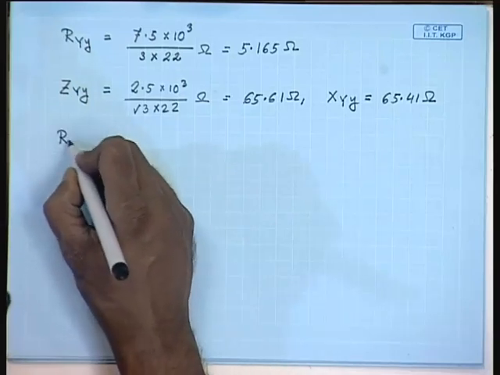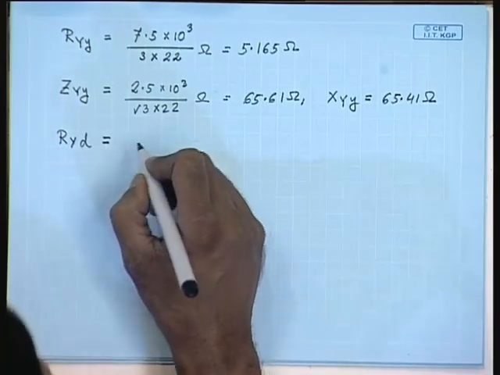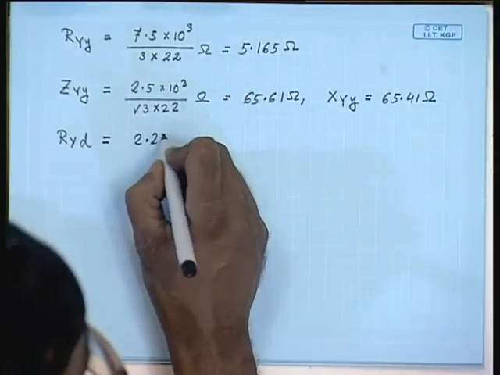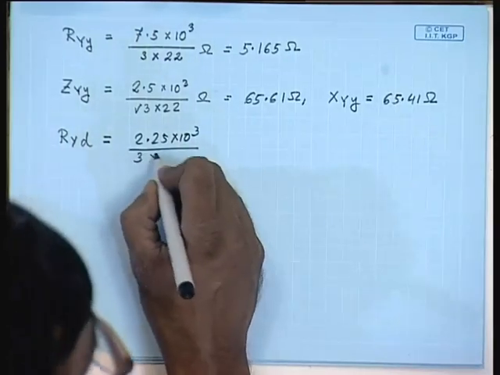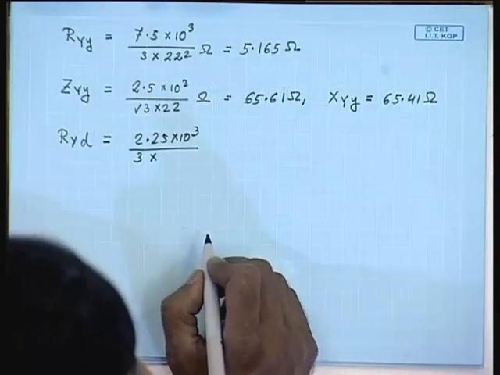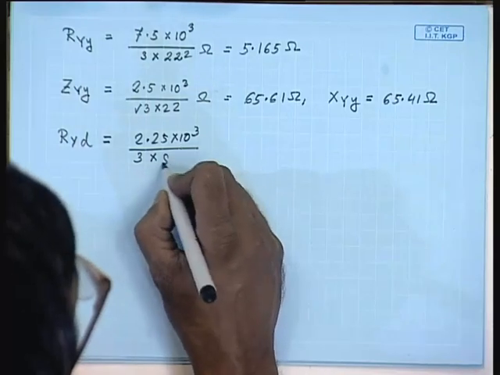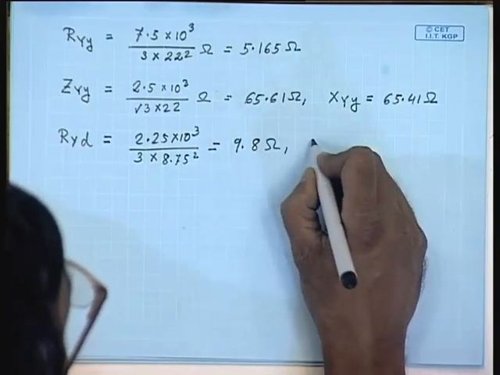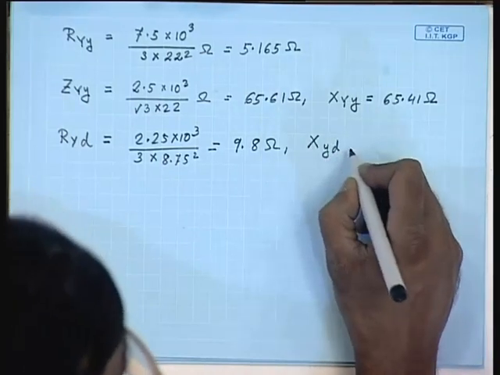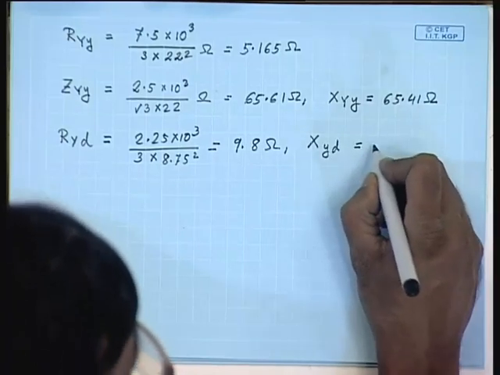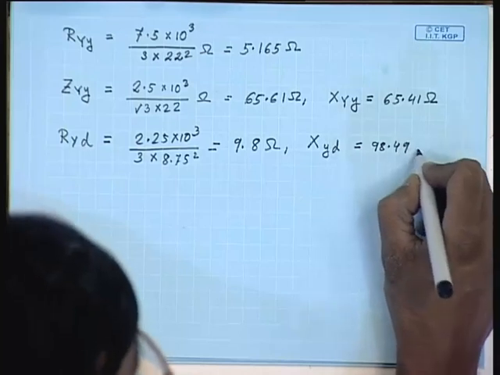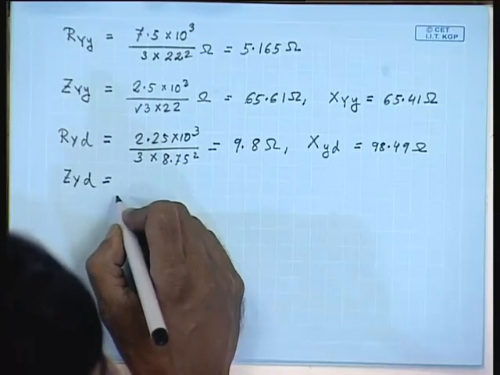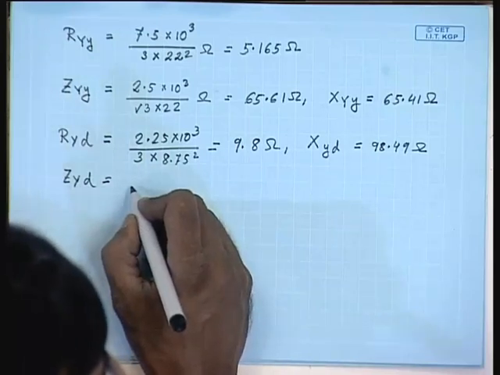Similar arguments: RYD equal to 2.25 into 10 to the power 3 divided by 3 into 8.75 square, that comes to 9.8 ohm, and XYD comes to be 98.49 ohm. ZYD is 99 ohm.